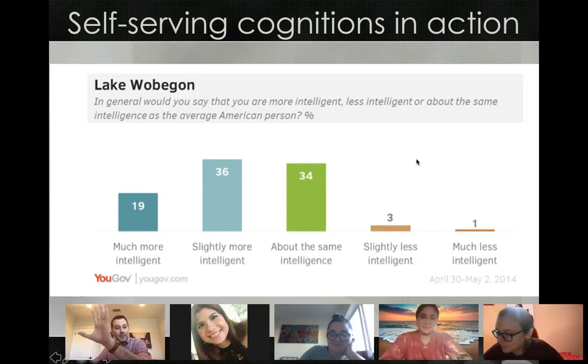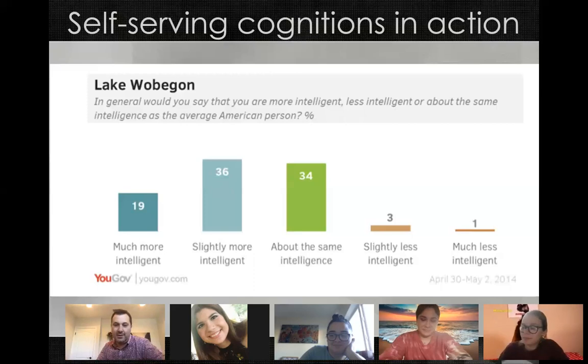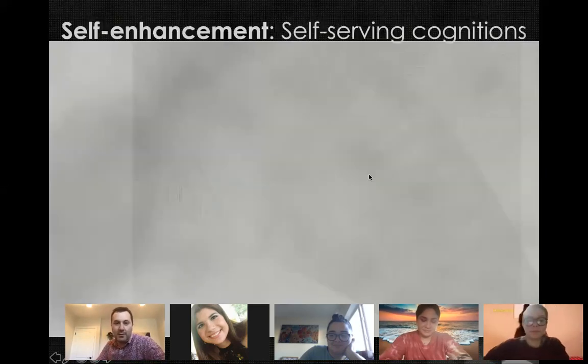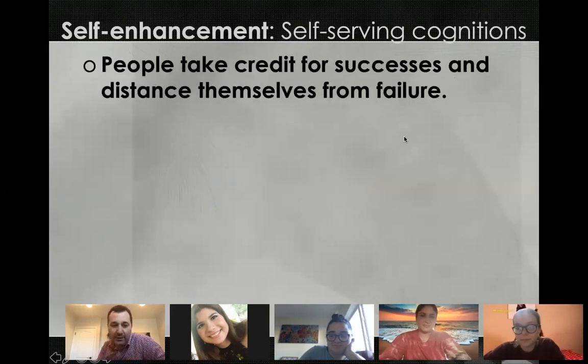Okay, so these are all examples of self-serving cognitions. This is one of the easiest effects to find in all of psychology, just because it's so common and so ubiquitous. It's not the only self-serving cognition. There are other ones as well.